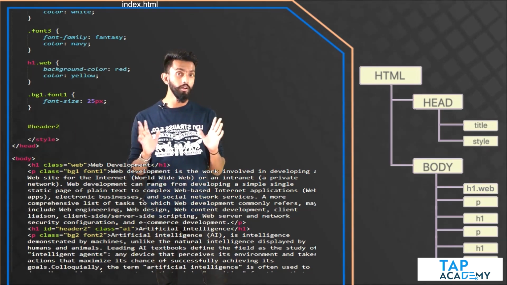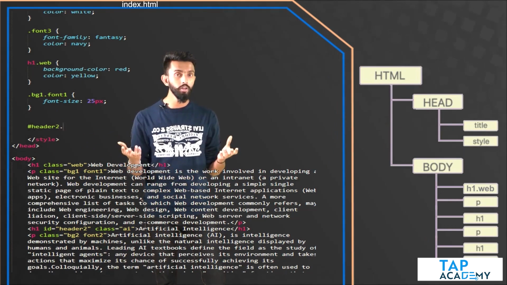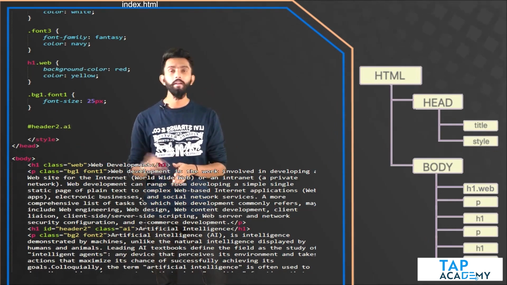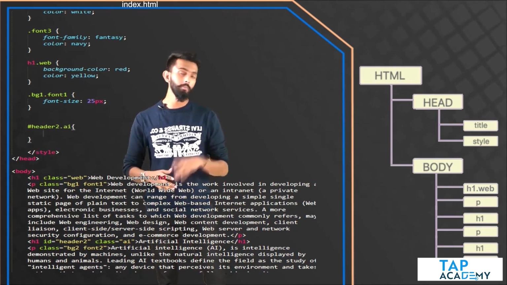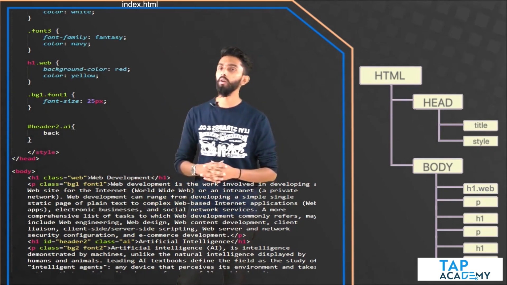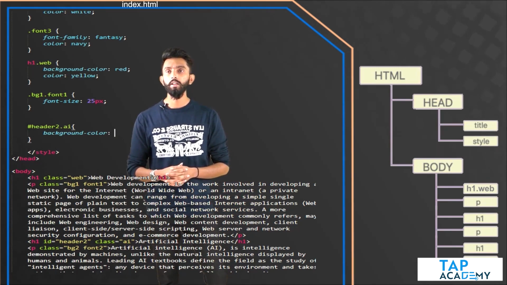Next, that is not the only condition. One class also should be selected. So I'll type a dot. What is the name of the class? AI. So I'll type .AI. Next, I'll put my declaration. Inside that, I want to make the background color gray. So I'll just type background-color: grey, G-R-E-Y. Any confusion till this point of time?